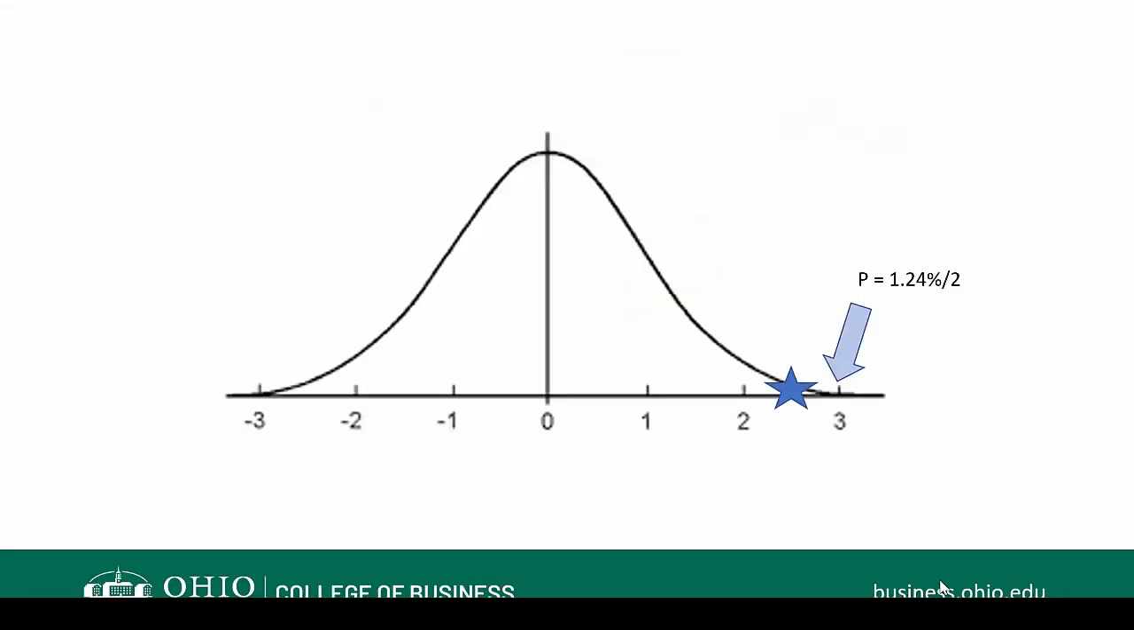Here's a visual depiction of the p-value. Again, the star represents our test statistic. The p-value is the percentage in the area to the right of the z-statistic or test statistic. We multiplied our p-value by 2, so the true percentage is really half of 1.24%.